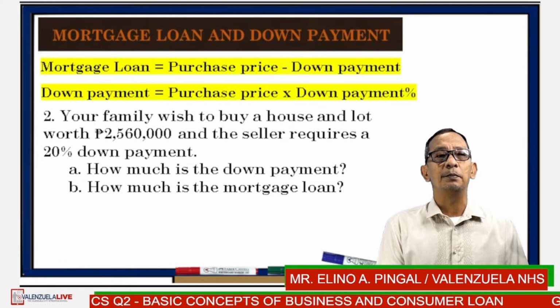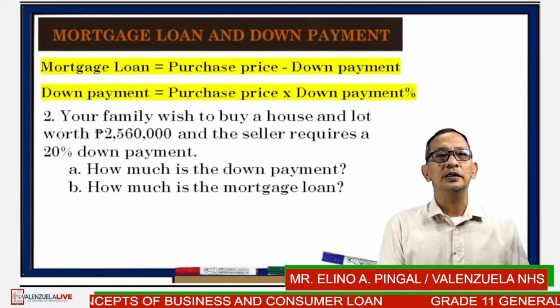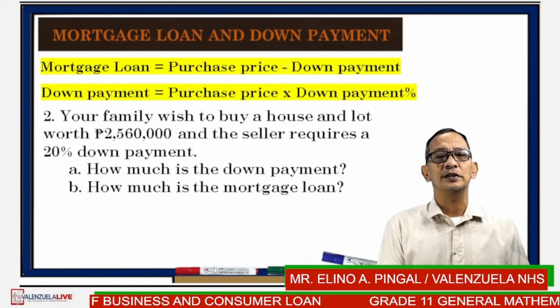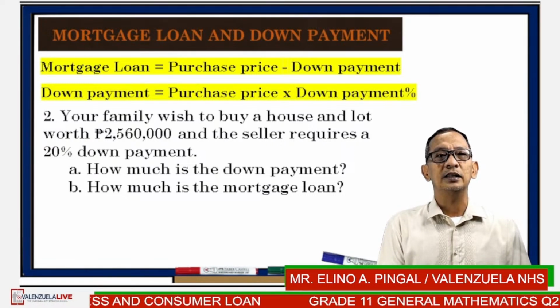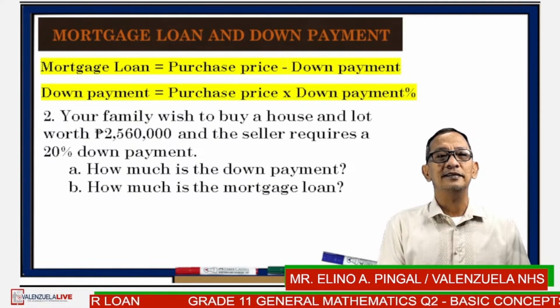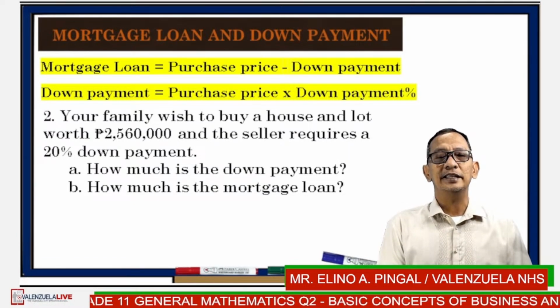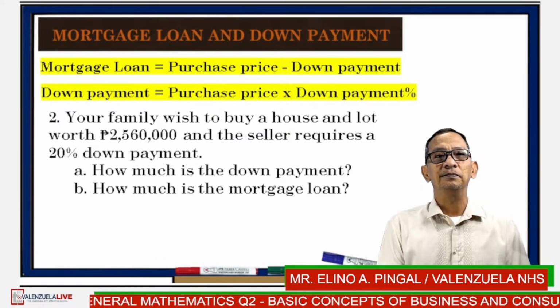Here's problem number 2. Your family wished to buy a house and lot worth 2,560,000 and the seller requires a 20% down payment. How much is the down payment? And the second one, or letter B, how much is the mortgage loan? Let's solve this problem.